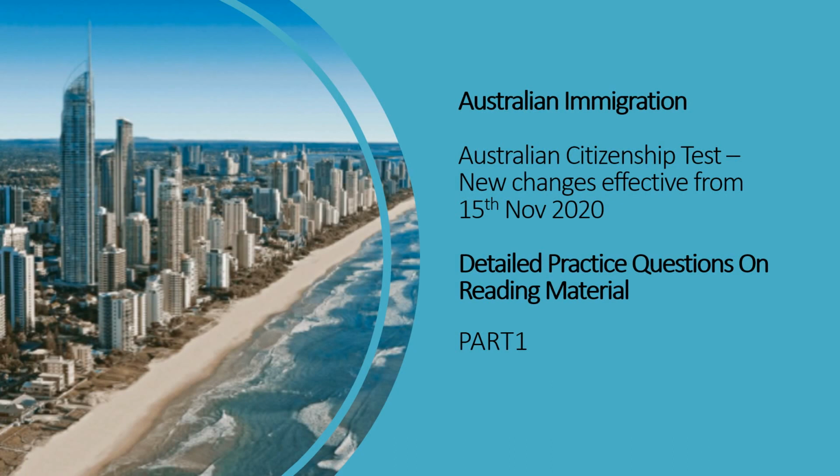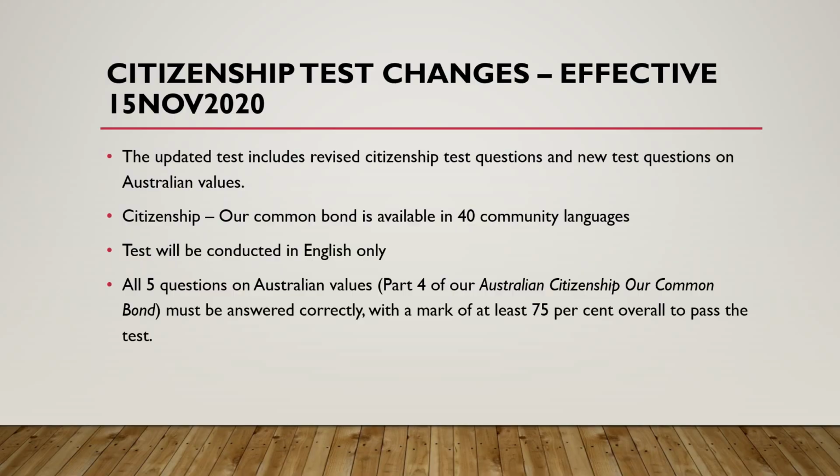Today I'm going to discuss the Australian Immigration Citizenship Test, and basically there are new changes effective from 15th November 2020. In addition, I'll discuss the questions which are on the Australian Immigration website, and also some questions I've created from the practice reading material, which is the Our Common Bond PDF document. And this is part 1 of the video. So we'll start. First, a brief overview.